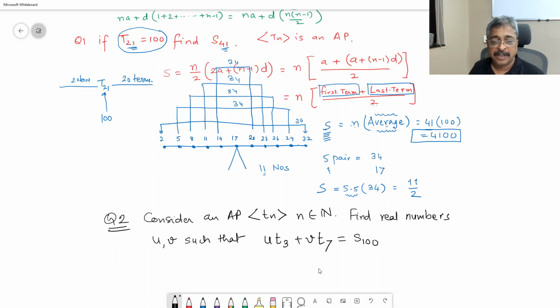Shall I explain? U is a real number which you are supposed to find out. V is a real number which you are supposed to find out. T3 is term number 3 of the given arithmetic progression. T7 is term number 7 of the given arithmetic progression. And in the RHS you have the sum of the first 100 terms. Find U and V.